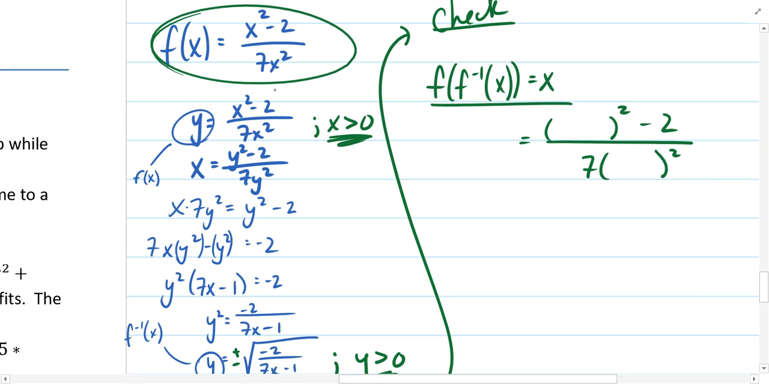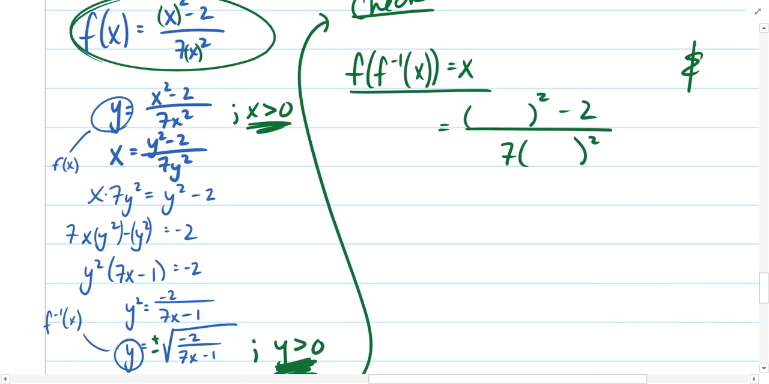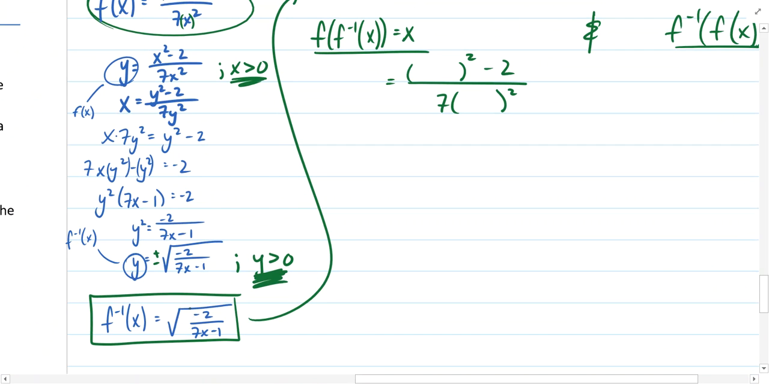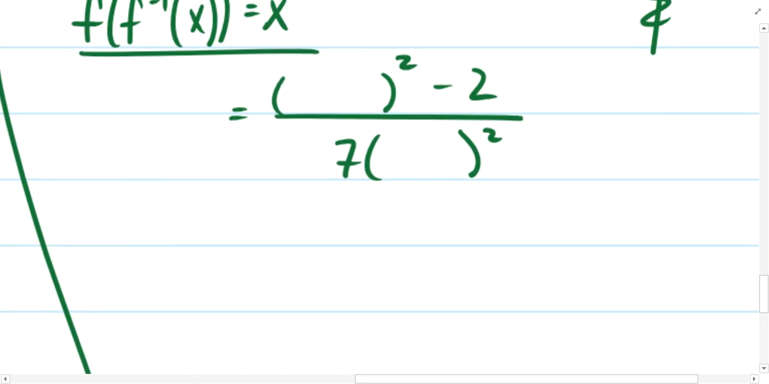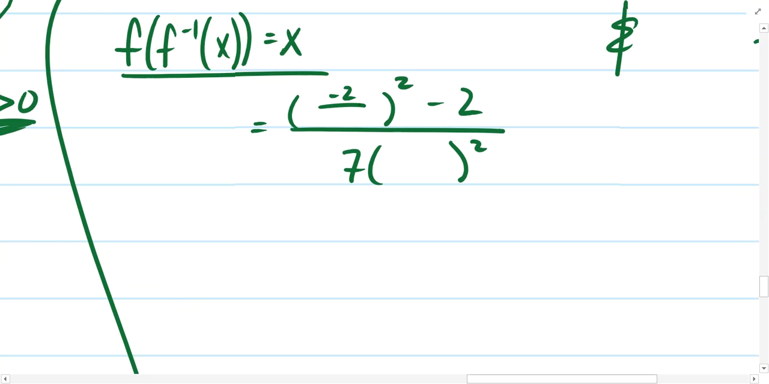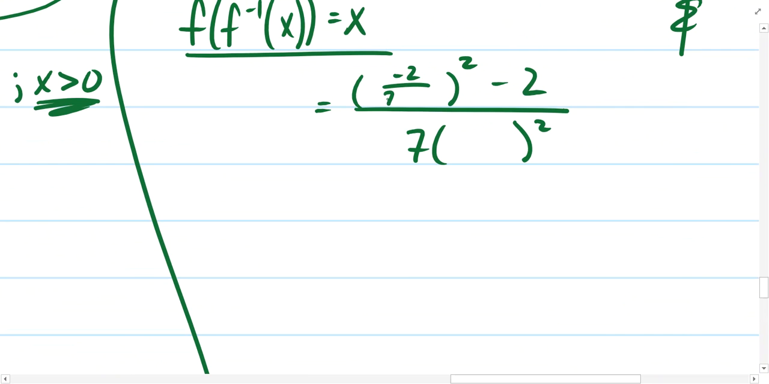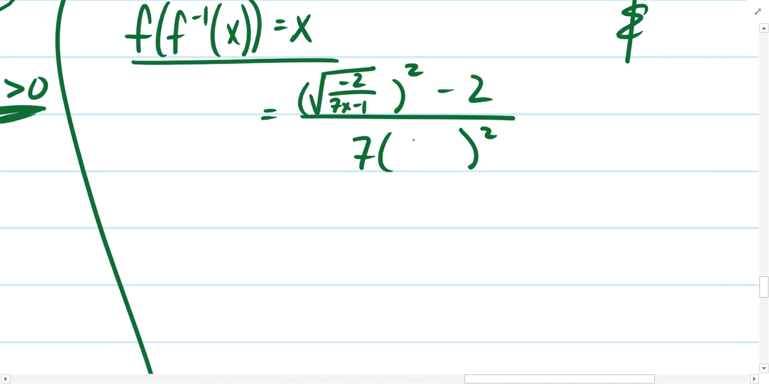And so I'm just looking at this f function over here. Anywhere that I see an x, I'm just using a set of parentheses as a placeholder. On the interior of that function f, I'm going to place the inverse that we calculated, which is, in this case, negative 2 over 7x minus 1. And we want the square root of that. So negative 2 over 7x minus 1, and we want the square root of that.